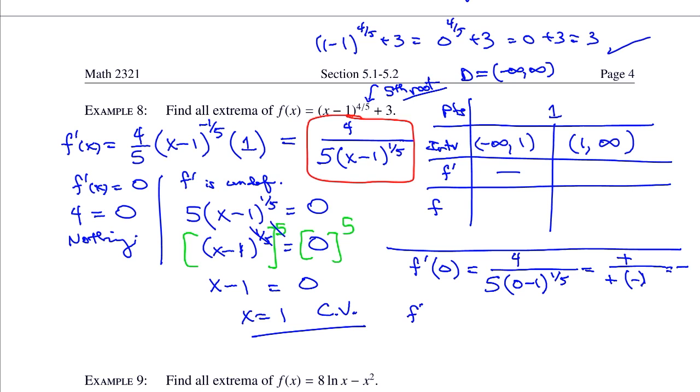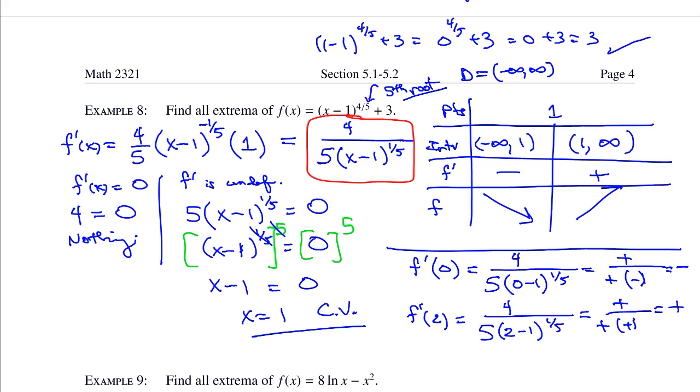And then f prime of, let's say, 2 would be 4 over 5 times 2 minus 1 to the 1/5. This is going to be a positive divided by a positive. 2 minus 1 is 1. 1 to the 1/5 power is positive. And so this is all positive. That tells me we are decreasing, followed by increasing.